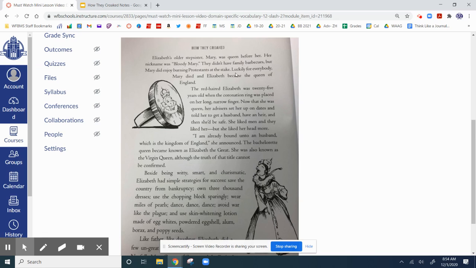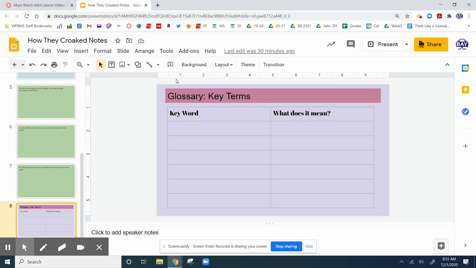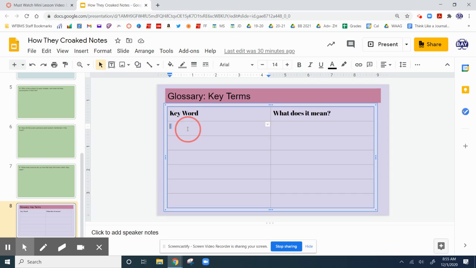Elizabeth's older stepsister, Mary, was queen before her. I mean, you could use queen for sure. I'm going to try to be a little bit more technical than that, though. Her nickname was Bloody Mary. They didn't have family barbecues, but Mary did enjoy burning Protestants at the stake. Okay, so Protestants here, it's important to understand the religious faith of England at the time that Elizabeth reigned. So I think I'm going to use Protestants as my first domain-specific word and add it here.